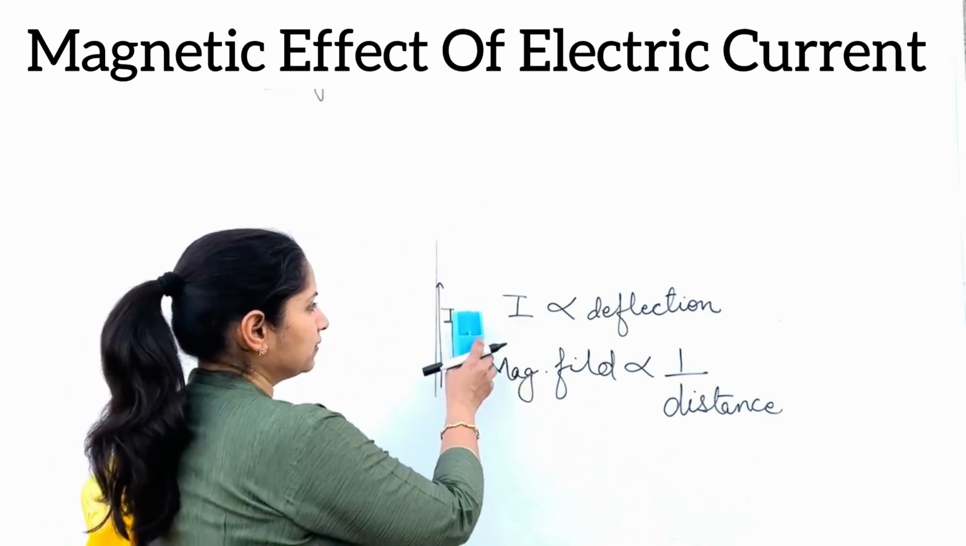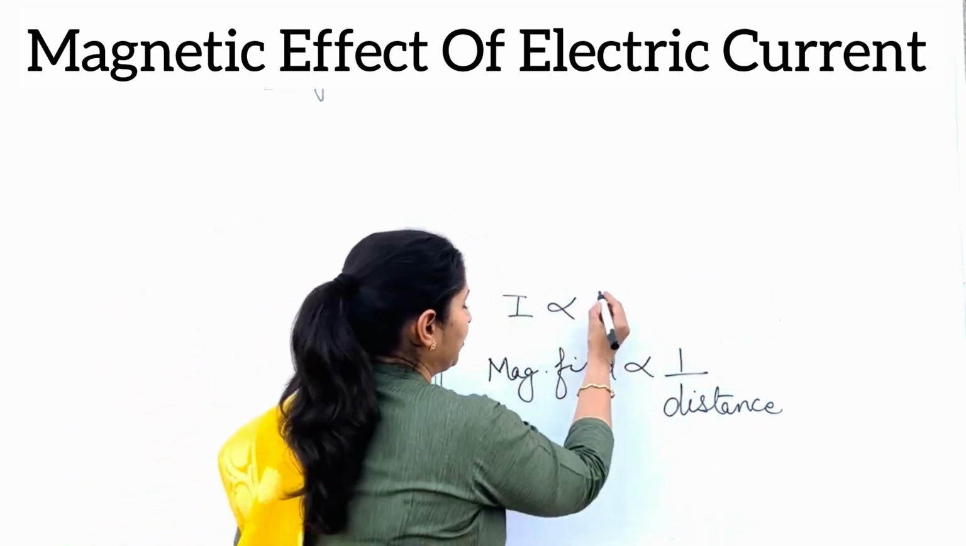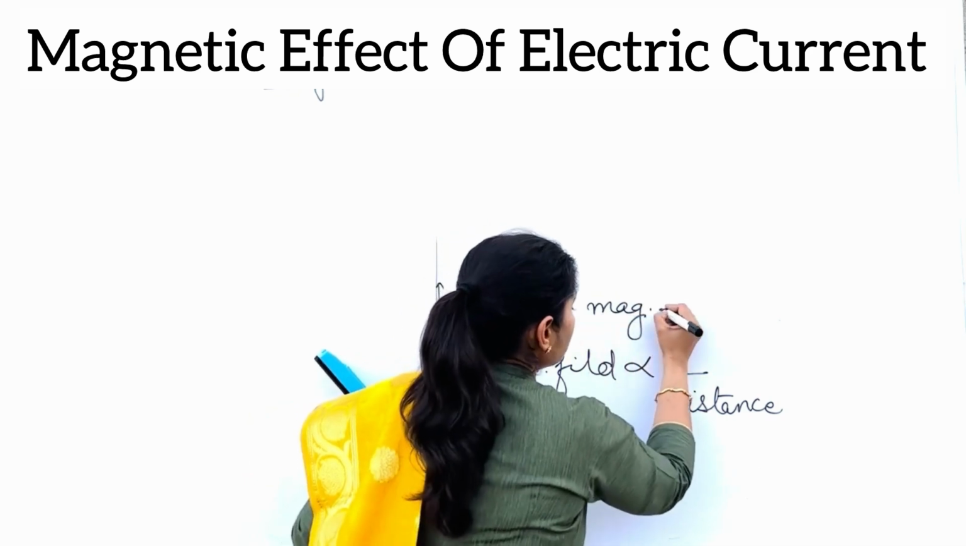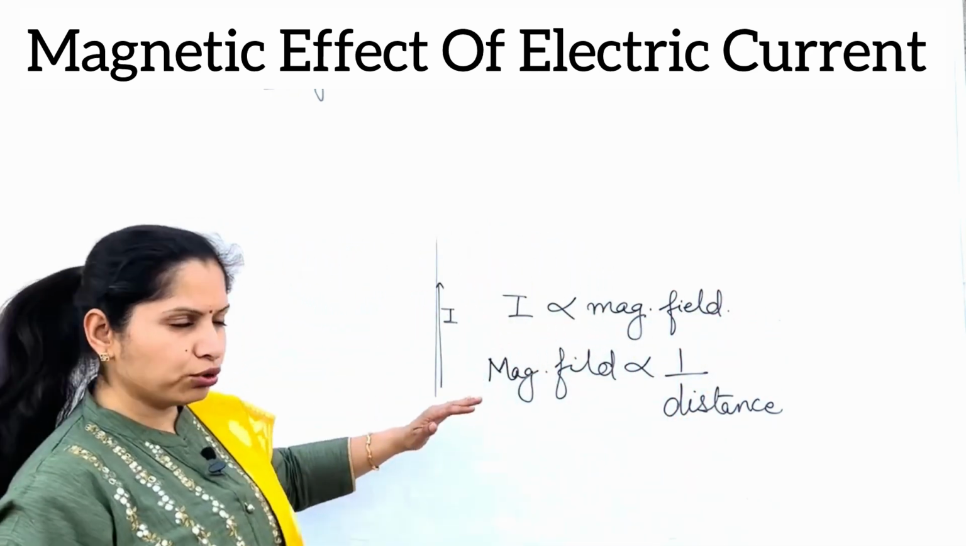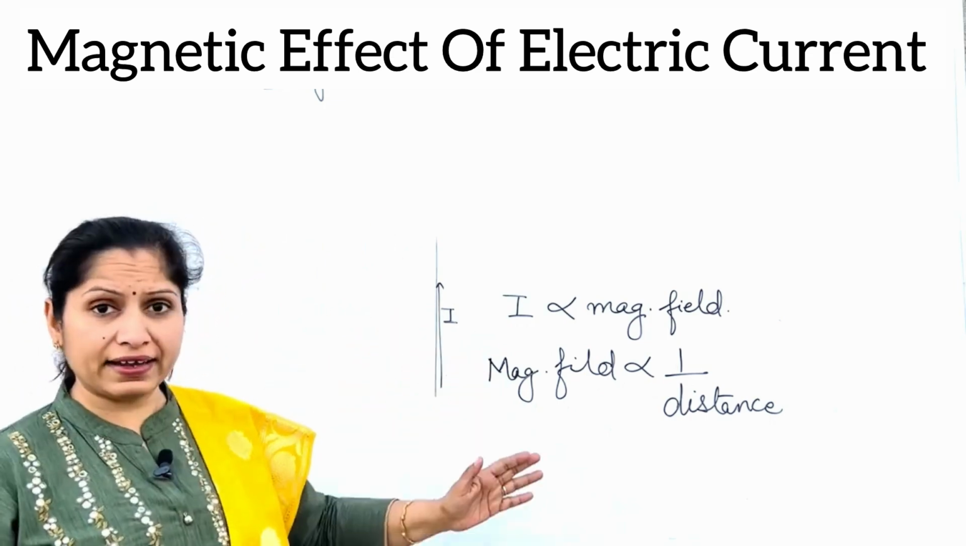Fine, I hope this is clear. This deflection is showing the magnetic field. So the more the current, the more will be the magnetic field strength at that point. Okay, both these things are about the current carrying conductor.